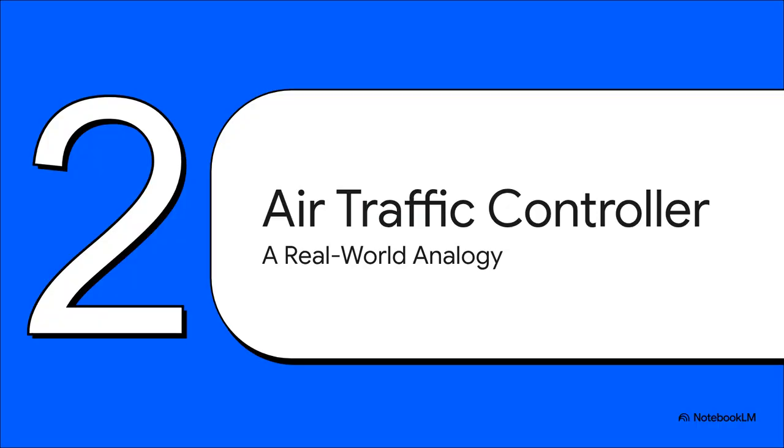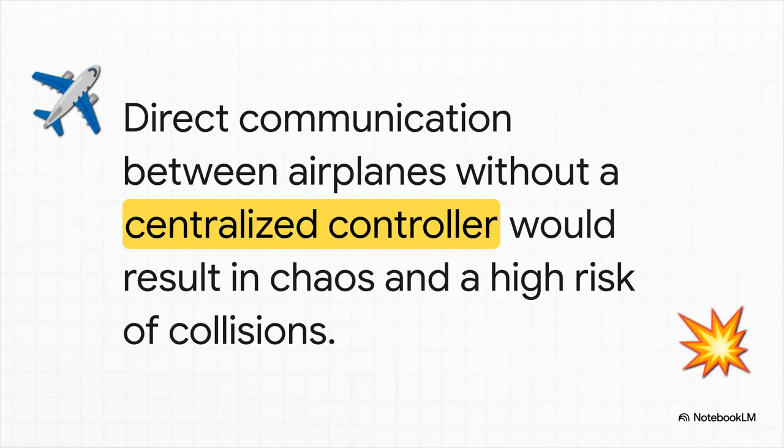Okay, let's take a step back from the code for a second. I've got a real-world analogy that I think makes this whole concept just click. Just imagine a super busy airport, right? If every single pilot had to personally coordinate with every other pilot for takeoffs, landings, everything, it would be absolute, utter chaos. The complexity would be insane and the risk of a collision way too high. That is exactly the same problem as our spaghetti code. The only difference is the stakes are a little bit higher.